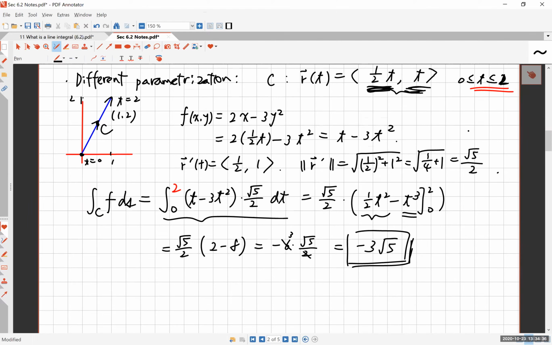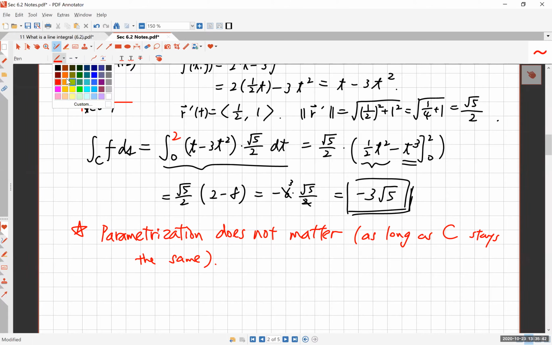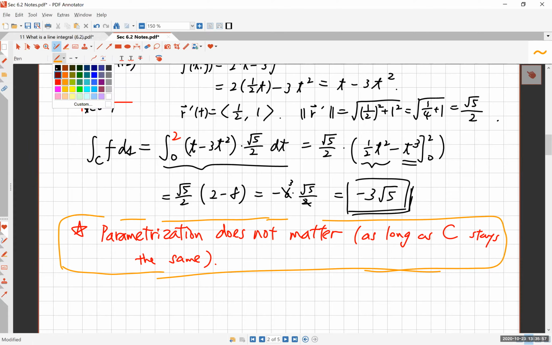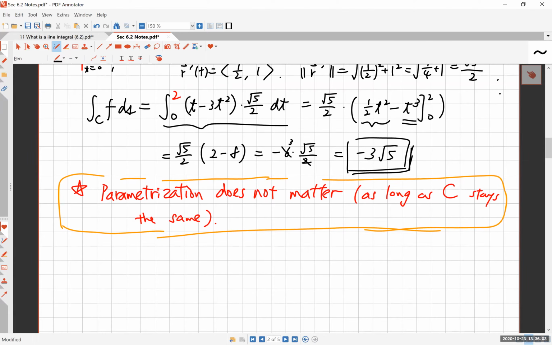All right, so here's the result, or the theorem I want you to know, and it's a very important statement. Let me write it first. That statement is this: parameterization does not matter. It does not matter as long as the curve c stays the same. And that is something that you remember. So even if your friend comes up with a different parameterization of the same curve c, your answers will be the same, right? No matter how and who parameterizes the same curve.